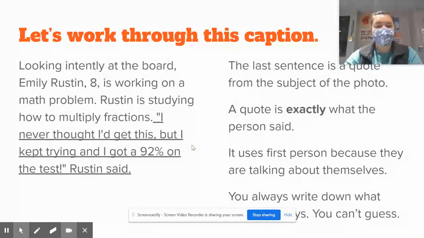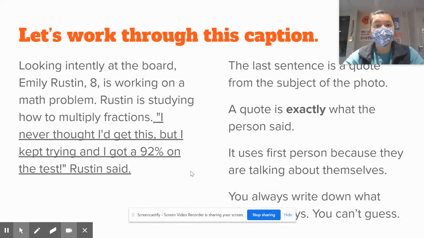Now, the last sentence, okay, this is a quote from the subject of the photo. The subject is the main person in the picture and who we go to talk to and interview in order to get a personal account of what was going on. What's important to know about a quote is that a quote is exactly what the person says. You cannot guess, okay? You cannot just think you'll remember what they said. You have to be writing down what they tell you in an interview. A quotation mark is exactly what the person said.